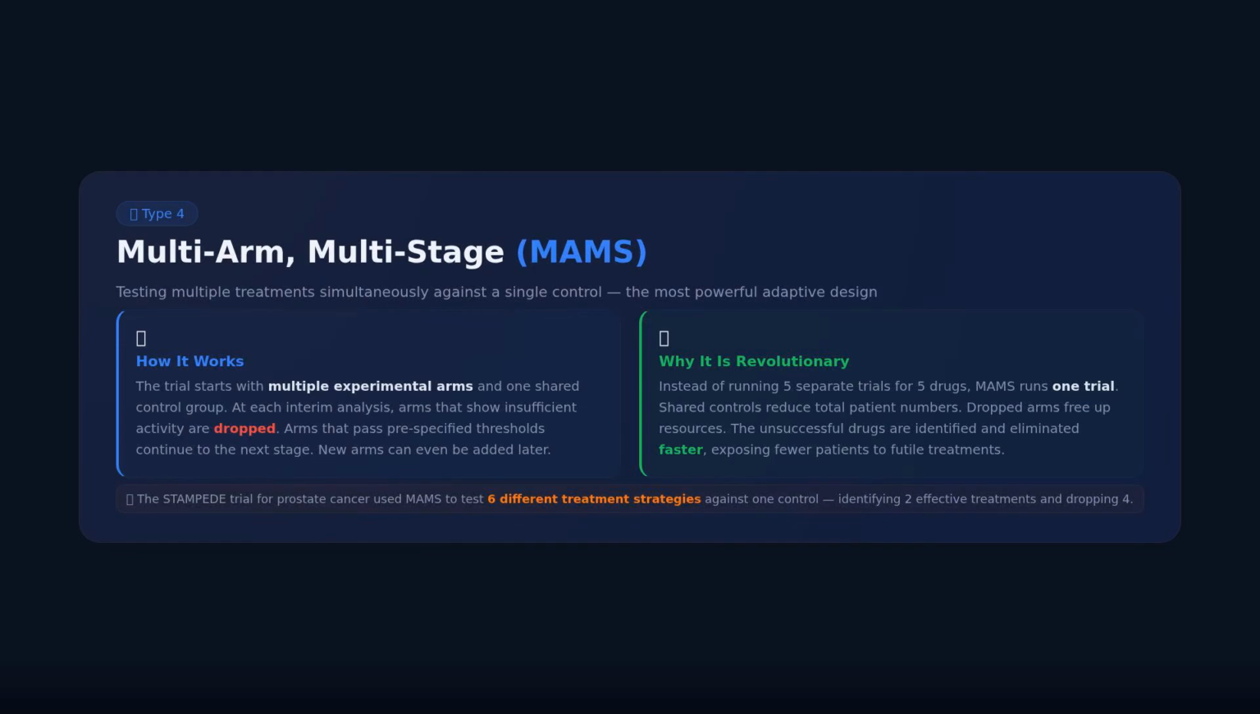Multi-arm multi-stage, or MAMS, designs test multiple treatments simultaneously against one shared control. At each interim analysis, arms that show insufficient activity are dropped. Instead of running 5 separate trials, MAMS runs one trial with shared controls. The STAMPEDE trial for prostate cancer tested 6 treatment strategies against one control, identifying 2 effective treatments and dropping 4.